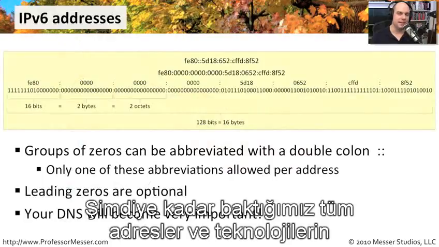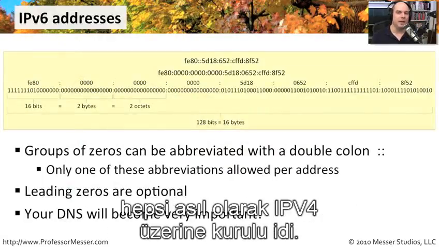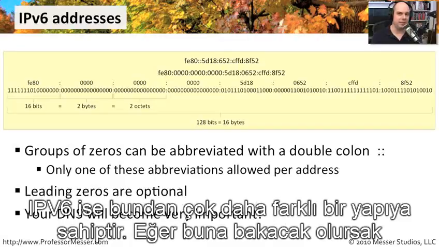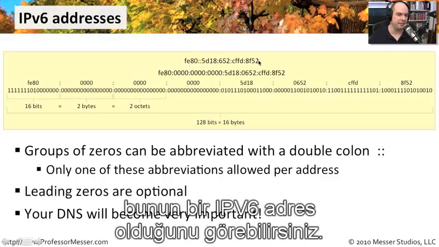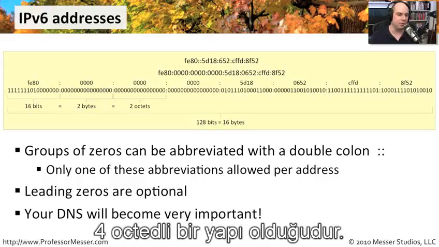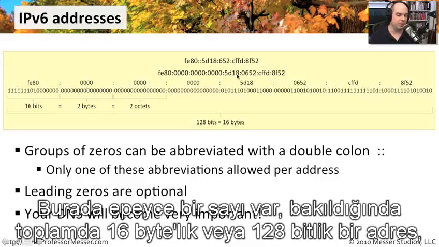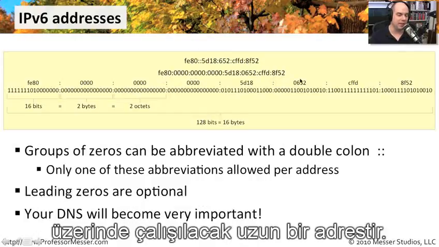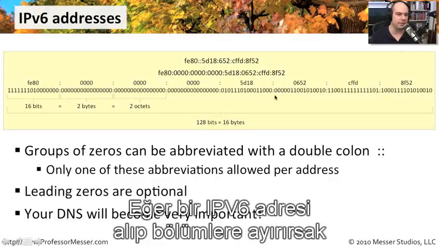All of those addresses and technologies that we've looked at so far have been really based in IPv4. IPv6 is a very different animal, though. And if we look at this, you can actually see why. This is an IPv6 address. One thing you'll notice is you don't have that very simplified 4 octets to pull through. In fact, you've got quite a few number of bytes. You've got 16 bytes of an address to look at. That's 128 bits, so a much larger address to deal with.